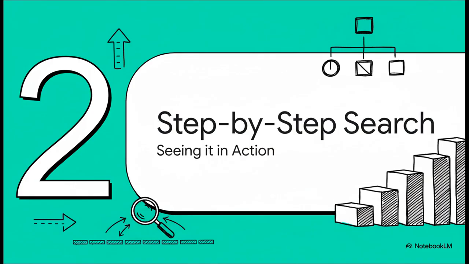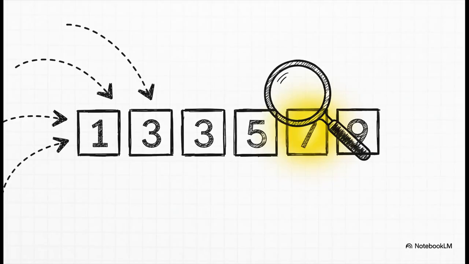All right, theory is great and all, but let's make this real. We're going to walk through an actual search, step by step, so you can see exactly how this works in practice. So here's our challenge. We need to find the number 7 inside this small sorted array. The list is 1, 3, 3, 5, 7, and 9. Let's trace the algorithm's path together.